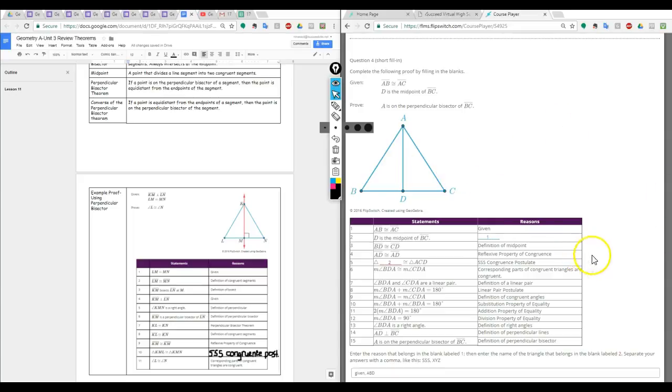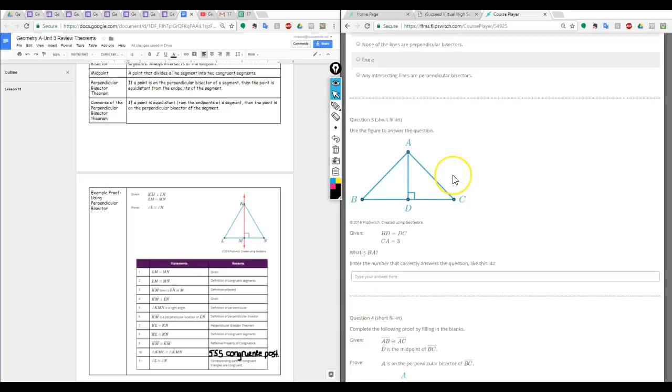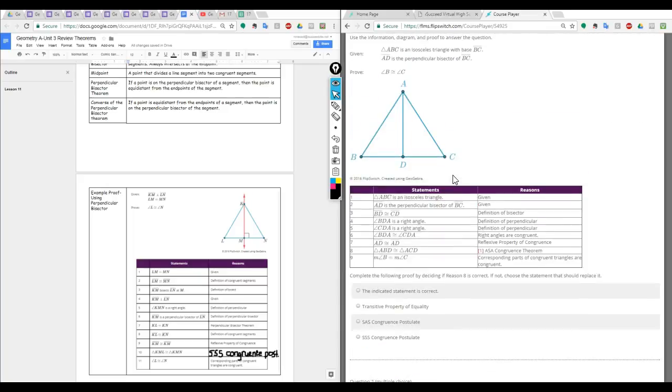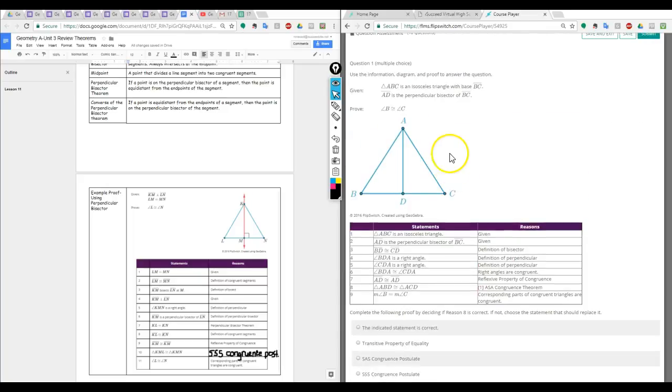Another good tip maybe would be to write down one of these once you know you have it right and add it to your notes so you can use it on the exam as an example. So, question, let's see, there's another proof. Okay, let's do question 1.